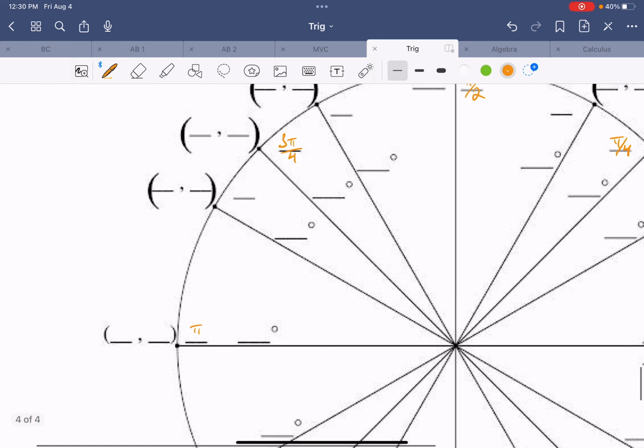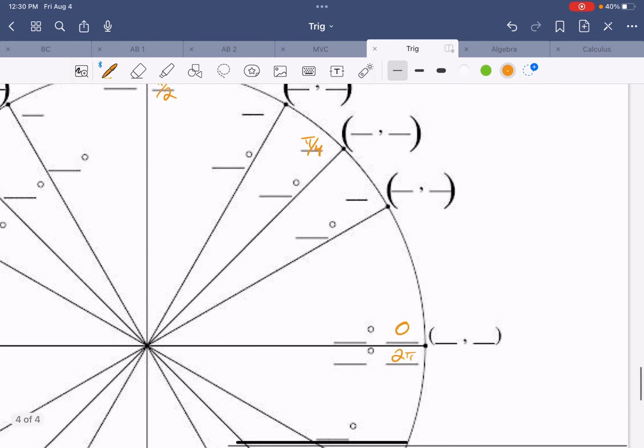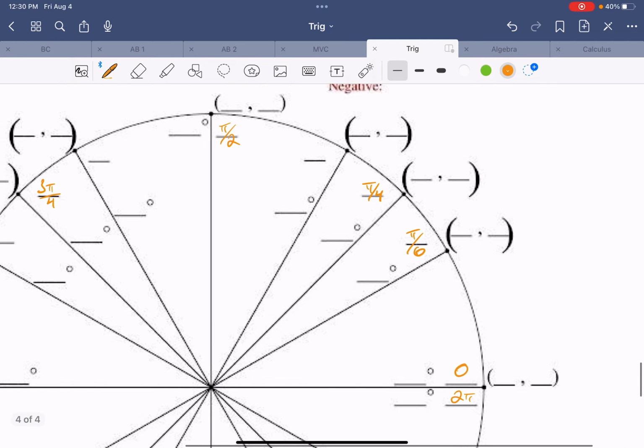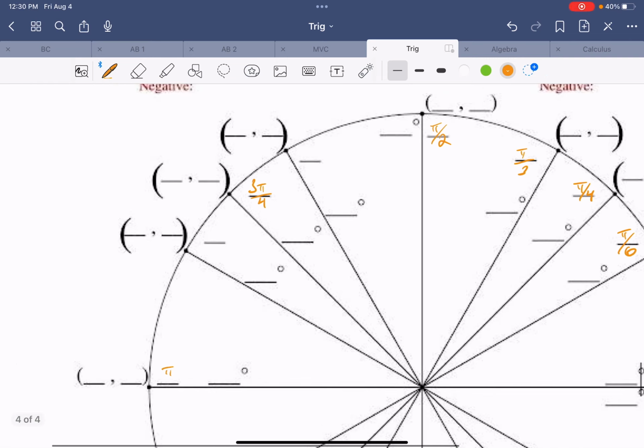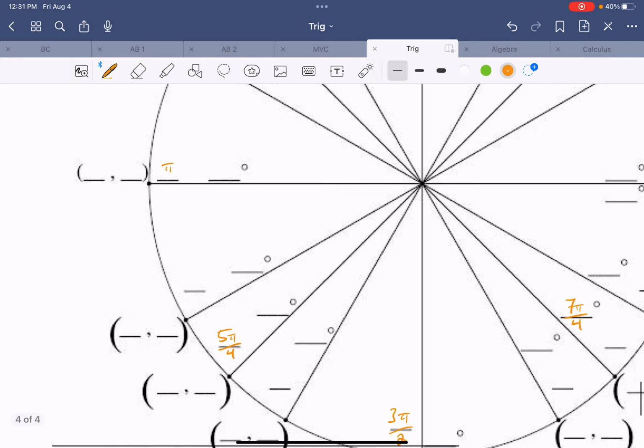If I start off at pi, cut it up into 6 pieces, I'd have pi over 6. So I'm going to count by pi over 6's. Pi over 6 plus pi over 6, so this is going to be 2 pi over 6, which is pi over 3. 3 pi over 6 is already filled out, that's pi over 2. 4 pi over 6 reduces to 2 pi over 3. And then 5 pi over 6 is here. And then 6 pi over 6 is the same thing as pi.